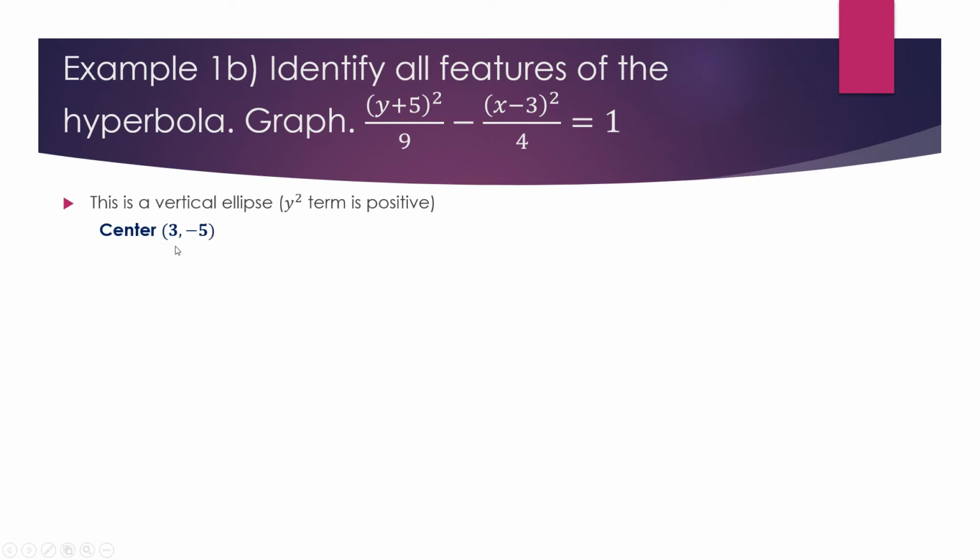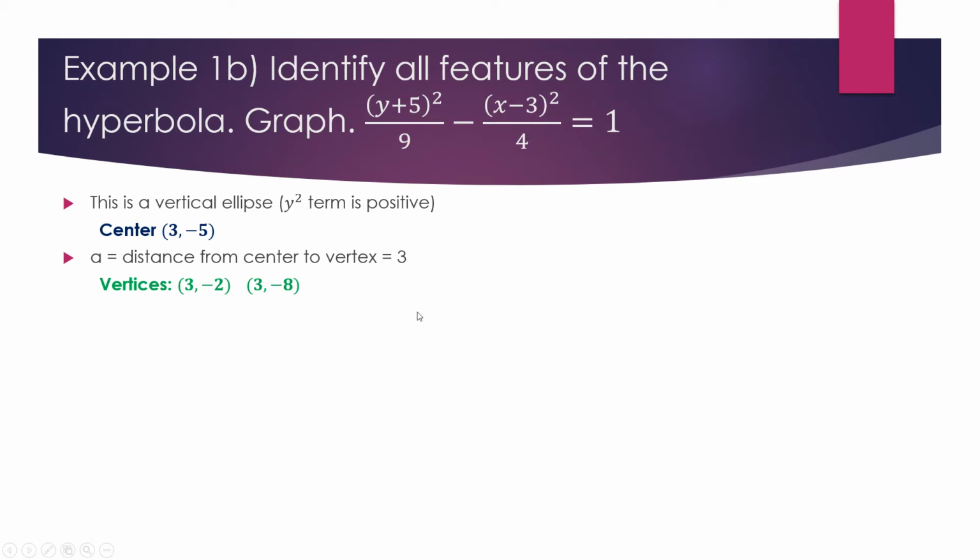Our center is the point 3 comma negative 5. That doesn't change. A common mistake is people always want to use the first number and then the second number, but pay attention to which one's with the x and which one's with the y. Now, a is always with the positive term, so a squared is 9, a is 3. So the distance from our center to our vertices is 3. Since this is a vertical hyperbola, 3 spaces above and below. Our vertices are going to be 3 comma negative 2 and 3 comma negative 8.